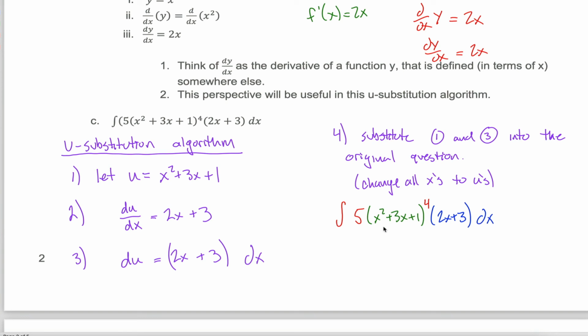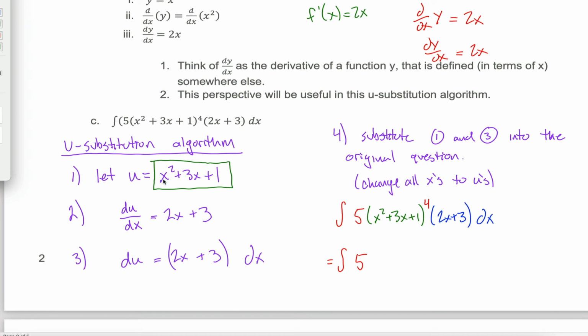This was the original question that I was asked, right? The antiderivative of 5 times x squared plus 3x plus 1 to the 4th times 2x plus 3 dx. But in step 1, I figured out that u was equal to x squared plus 3x plus 1. So what I can do is I can replace this x squared plus 3x plus 1 pictured in green with the letter u. That leaves me with 5u to the 4th times 2x plus 3 dx.